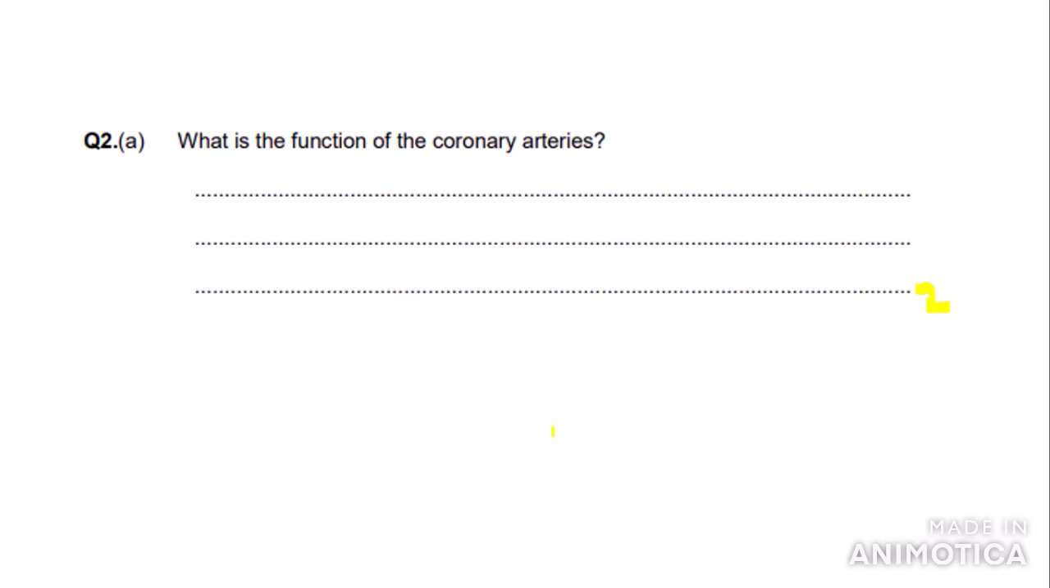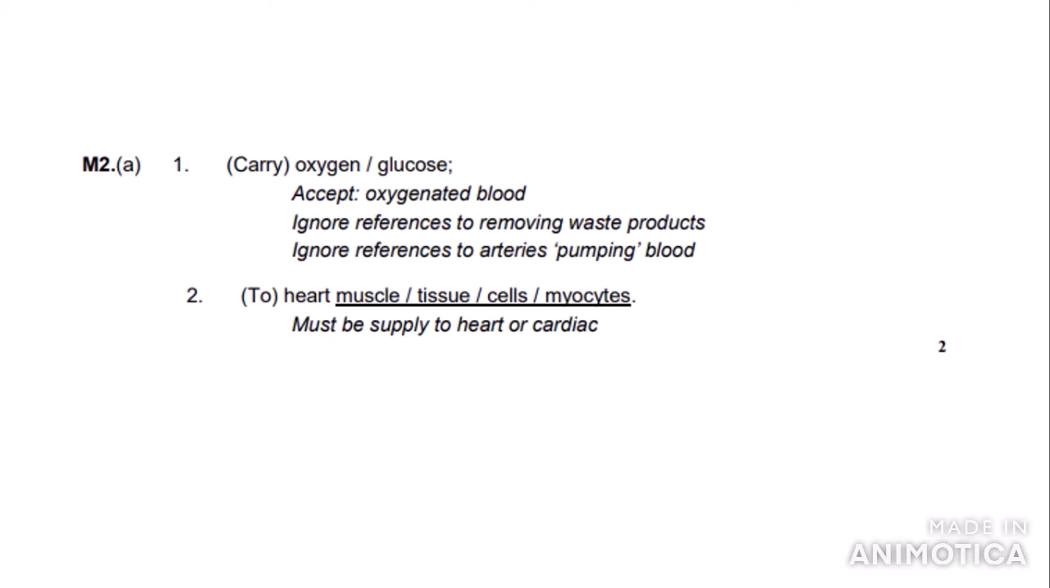So as I said earlier, the function of coronary arteries is to carry oxygen to the heart tissue, so it carries oxygen to the heart muscle. A pretty simple question. So let's look at the mark scheme. Mark point 1 is it carries oxygen, or you can write it carries glucose. So we'll get that mark.